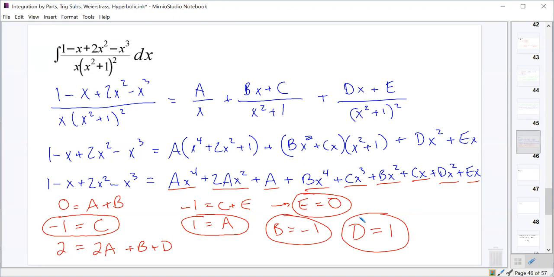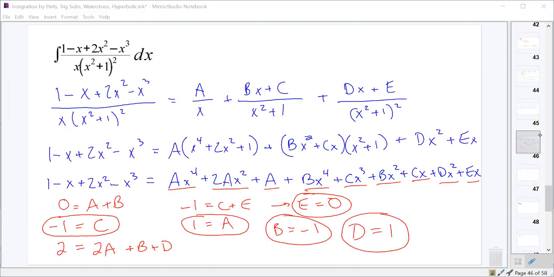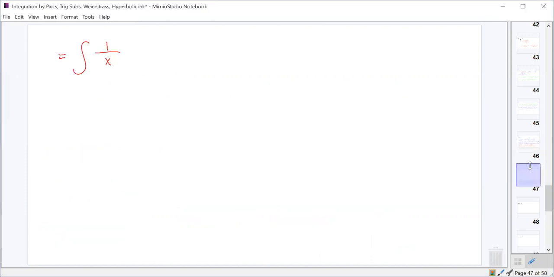Everybody good there? Any issues with that? Solving that system? Pretty easy. All right, so our integral becomes the integral of A was 1, right? So 1 over x. B and C were both -1, right? So if B and C were both -1, can I factor the -1 out of that and just put it in between? Make it minus (x plus 1) over that first x squared plus 1.